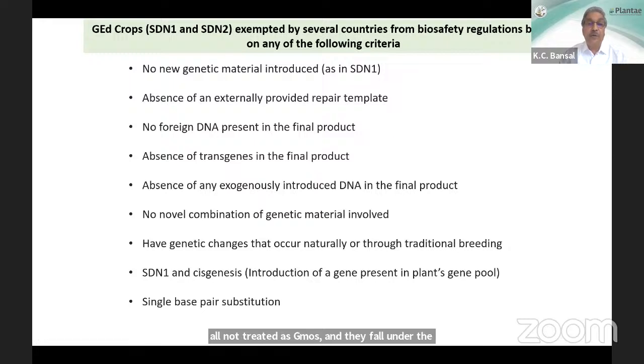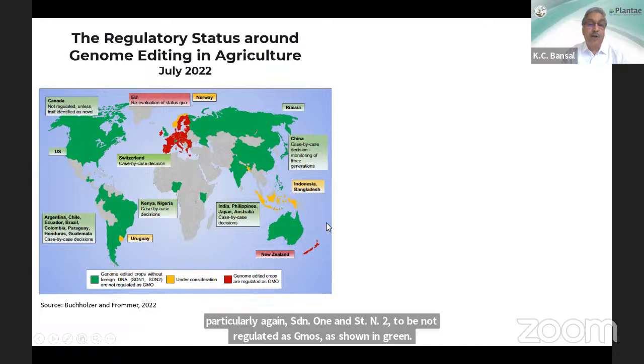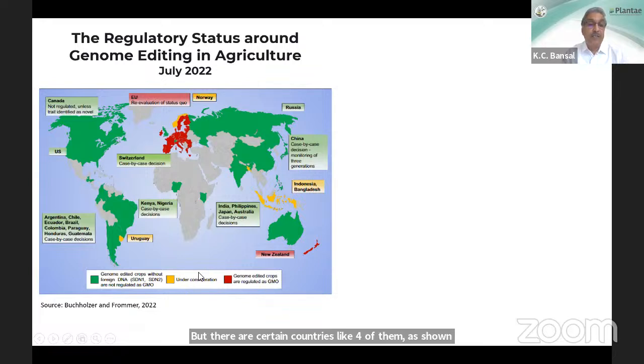Keeping all this in view, if you look into the regulatory status as of July 2022, there are 18 countries shown in green, like Canada, US, and many others, that have taken genome edited crops without foreign DNA, particularly SDN1 and SDN2, to be not regulated as GMOs. But there are certain countries, 4 of them, Norway, Indonesia, Bangladesh, Uruguay, where the proposals were under consideration, I'm talking in July 2022. However, the European Union and New Zealand still consider genome-edited crops to be regulated as GMOs.